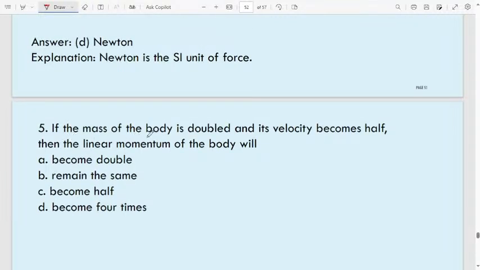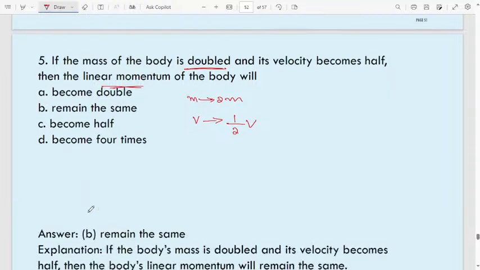If the mass of a body is doubled, m becomes 2m, and its velocity becomes half, then the linear momentum of the body: option A, becomes double. Option B, remains the same. Option C, becomes half. Option D, becomes 4 times. It will remain the same.